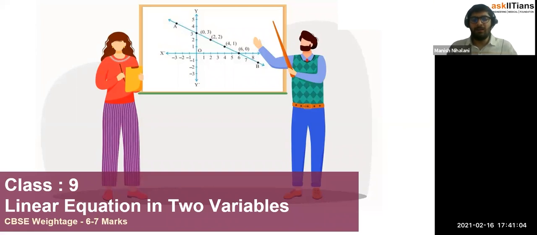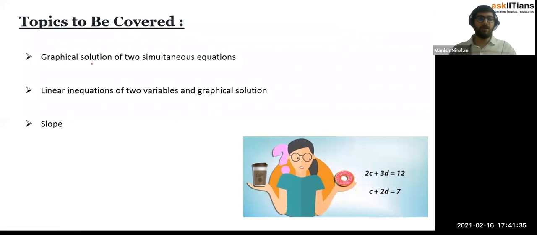So regarding the linear equations in two variables, we have already covered two classes wherein we talked about how these equations are discussed, how to represent linear equations in a graphical manner, what their solution represents, and how we can write a line parallel to the x-axis, parallel to the y-axis, and the points of contact. So today we would be covering these topics: graphical solutions of two simultaneous equations, linear inequations of two variables, and graphical solution and slope.